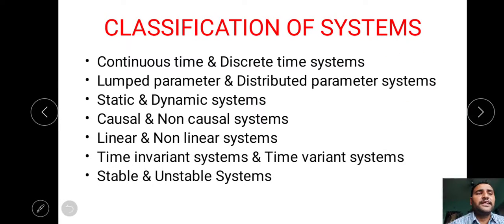Again, we have the classification of systems. Here we didn't discuss continuous time systems. Majorly we should discuss discrete, because it's digital signal processing. Next, lumped parameter and distributed parameter systems, static and dynamic, causal and non-causal, linear and non-linear, time invariant and time variant, stable and unstable. All those are the classifications you have seen in SS. Let's see again.